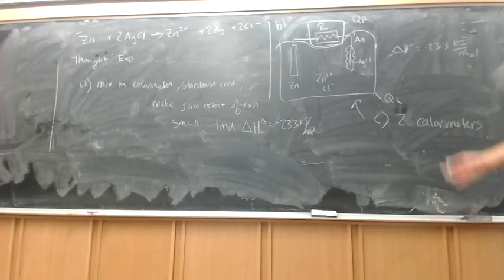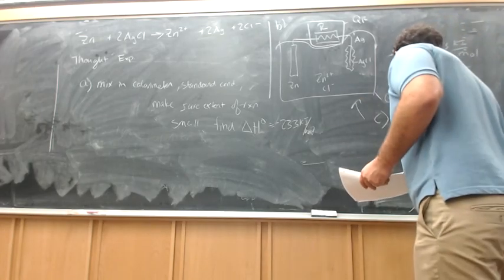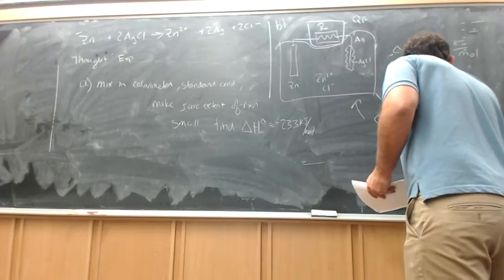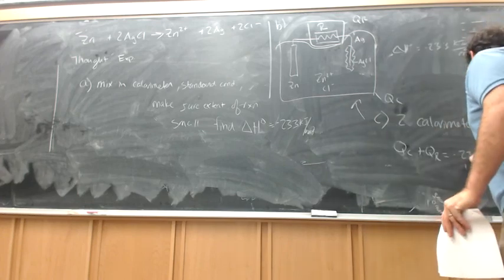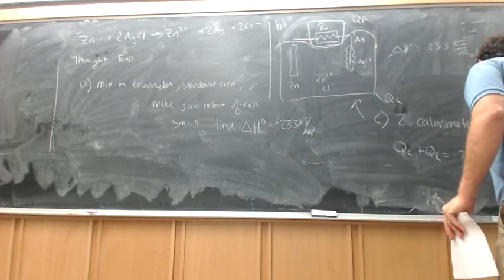Okay, so what's going to be QC plus QR? What's that equal to? Ideally, it would be delta H. It better be the same, right? Negative 233 kilojoules per mole.